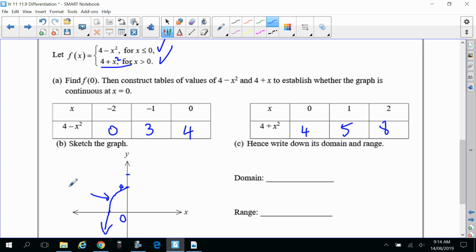This is y equal to 4 minus x squared. And on the other hand, if I draw this one, 4 plus x squared goes like this. So they do join together. We'll sketch the graph.